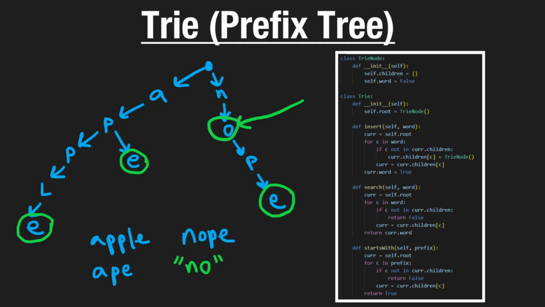So this character exists, but is it the ending of a word? That's what we would return. Current.word, which represents a true or false Boolean value. In this case, it's not the ending of a word, so we would return false. While there are words that start with this prefix, it itself is not necessarily a word. So that's the distinction here.